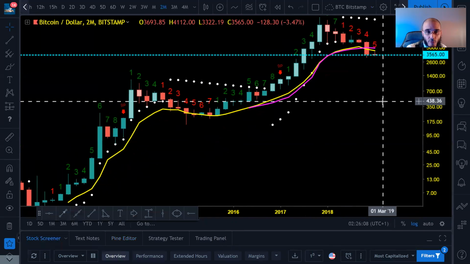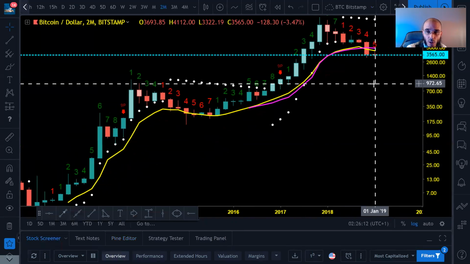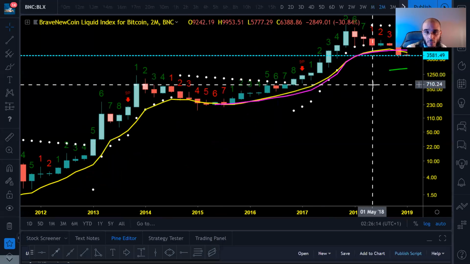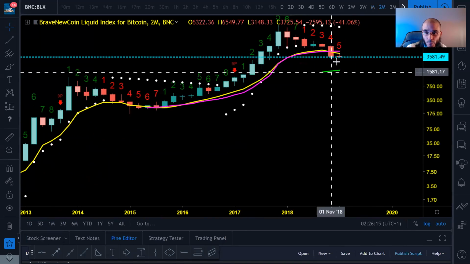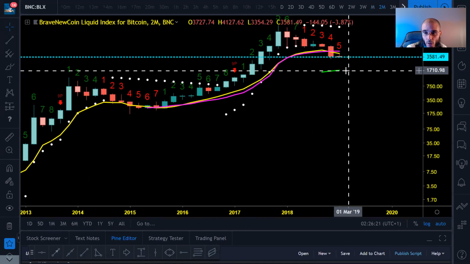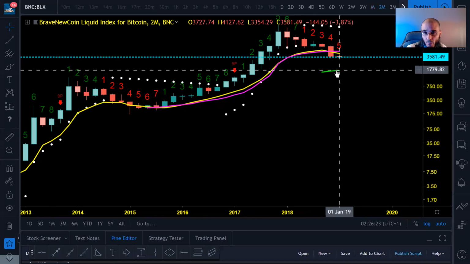2 month, you're on a 5, so that's bearish. You're below both of the moving averages, that's bearish. 2 month BLX, you have support at the 50, which is around 1.8K.